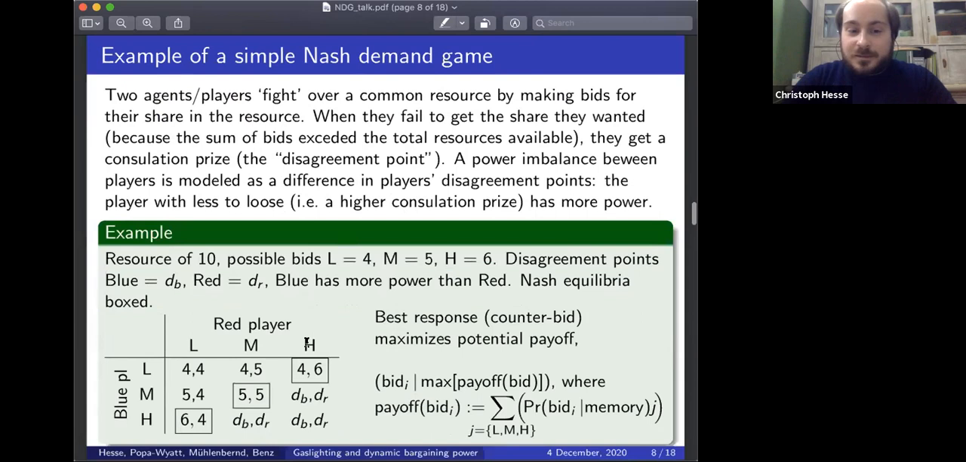Just to recap again what a Nash demand game is: it's two agents or players fighting over a common resource by making bids for their share in the resource. When they fail to get the share they wanted, because their bid summed up with the other bids exceeds the total resource available, they get a consolation prize called the disagreement point. The power imbalance between players is modeled as a difference in players' disagreement points. The player with less to lose has more power. So that's the basic idea.